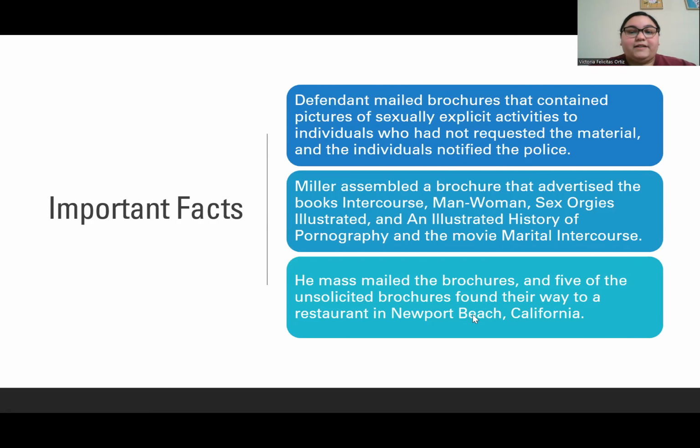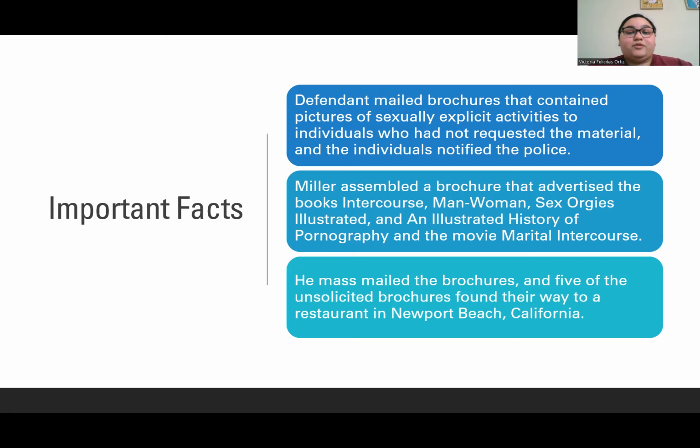Some of the important facts here that we should take into account is that he did in fact mail brochures that contained sexually explicit activities to individuals who had not requested the material to be sent to them, and they did not give consent. And so therefore, since they did not consent to the material being sent to them, the individuals who were offended by him sending them this brochure did notify the police.